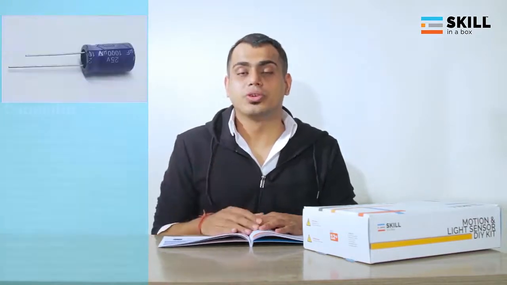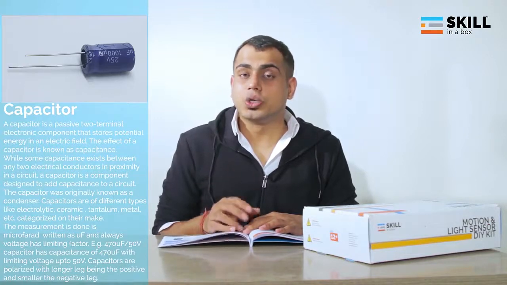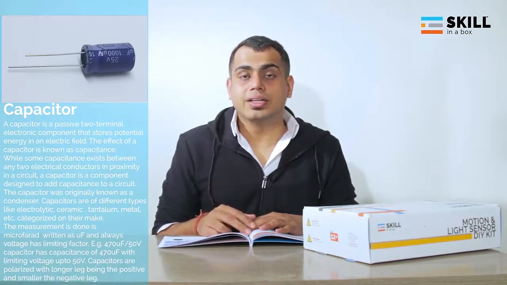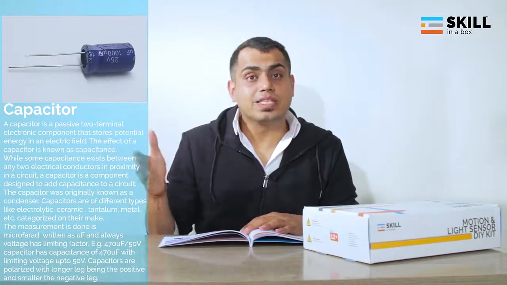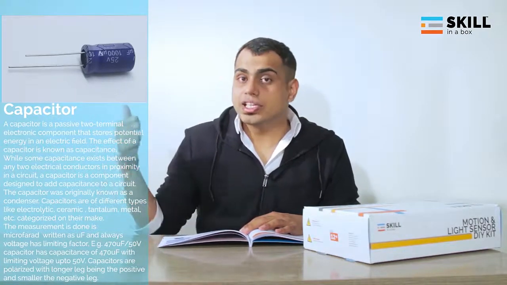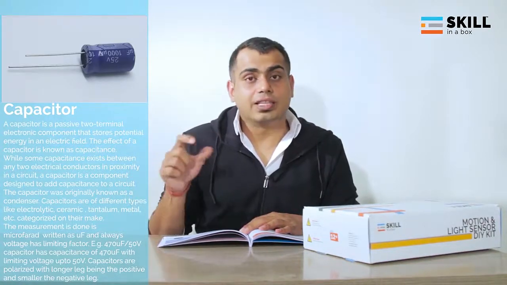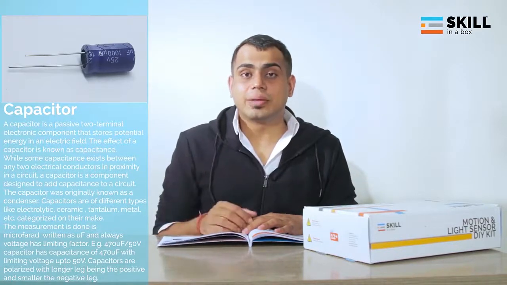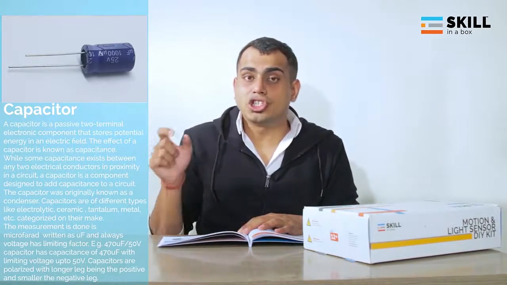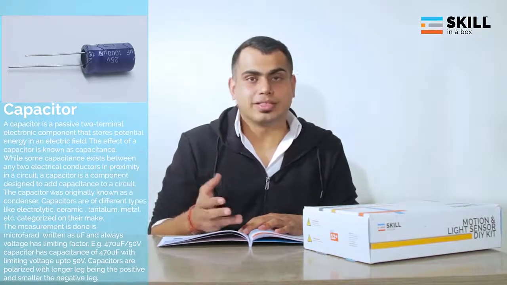The next component which you're going to use in your activity is a capacitor. Capacitors are two-terminal devices again, but here they are polar in nature. That means they have a positive as well as a negative side to it. As you can see here, the longer leg of a capacitor is positive and the shorter leg is negative. In very easy terms, capacitors have a property of storing charge, so that when a circuit needs charge, it can be provided through a capacitor.